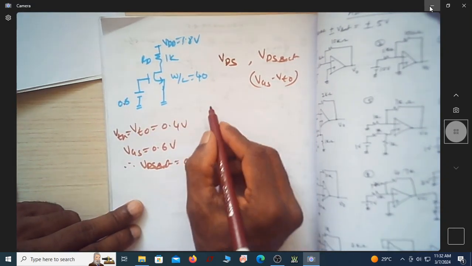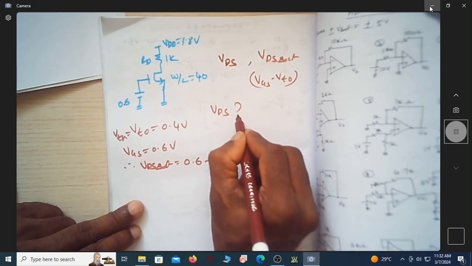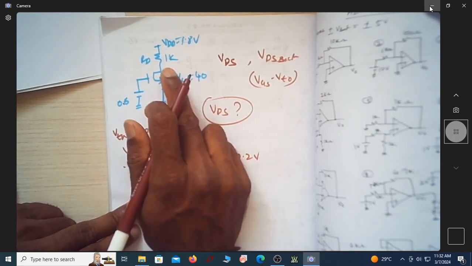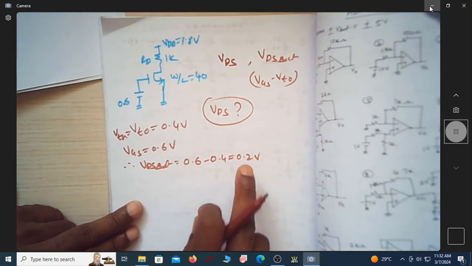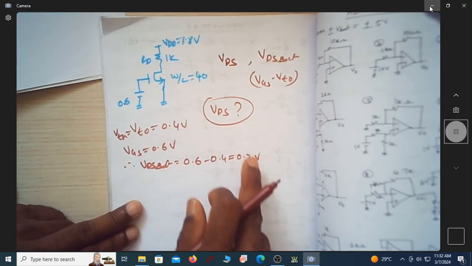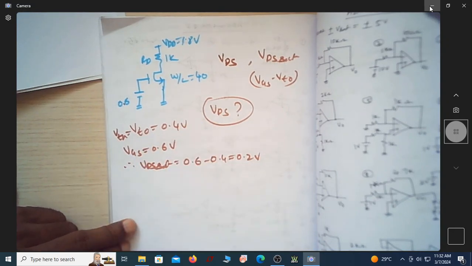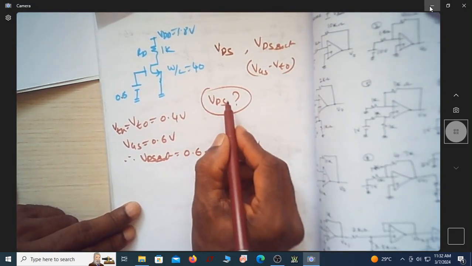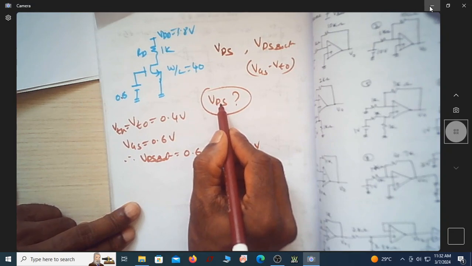I need to find now what VDS is. If the found value of VDS is greater than 0.2, then it is in saturation. If the value of VDS is less than 0.2, then it is in the linear region. So how do I find the expression for VDS?